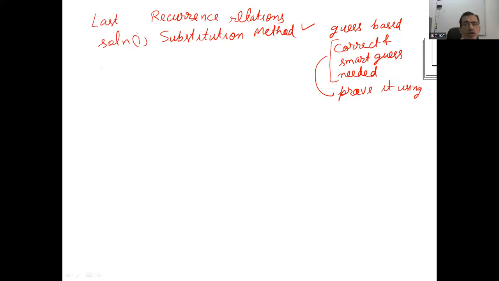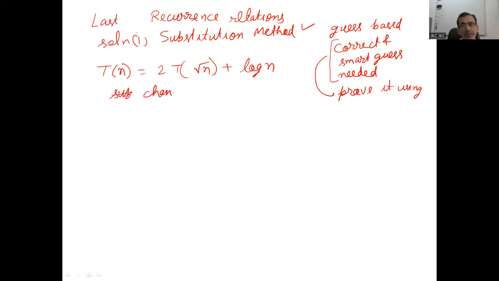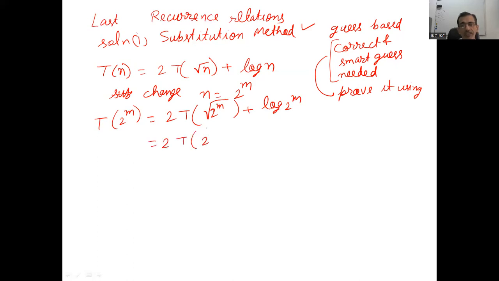Of course, last time we talked of one example where some students had a doubt, so I'll quickly touch upon that. If I have a relation like T(n) = 2T(√n) + log n, I said to change the variable by saying n equals 2 raised to m. Effectively this becomes T(2^m) = 2T(2^(m/2)) + log of 2^m.